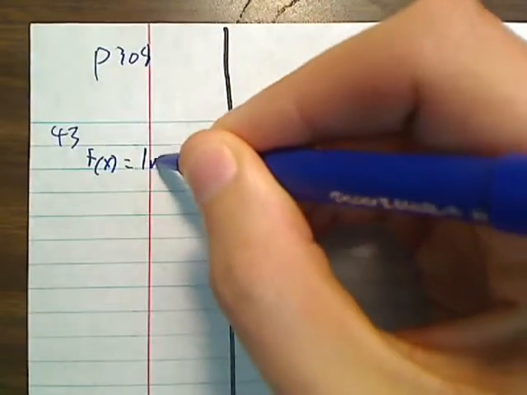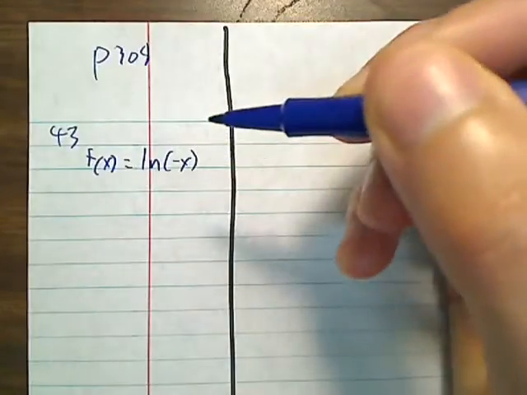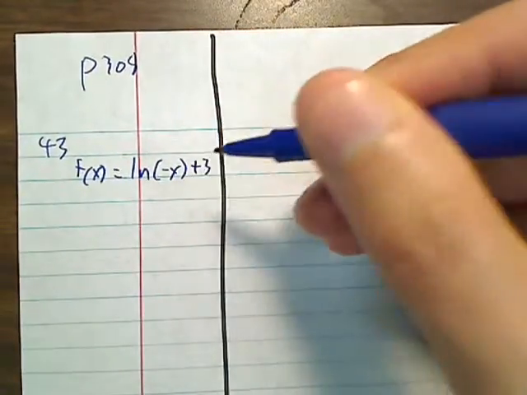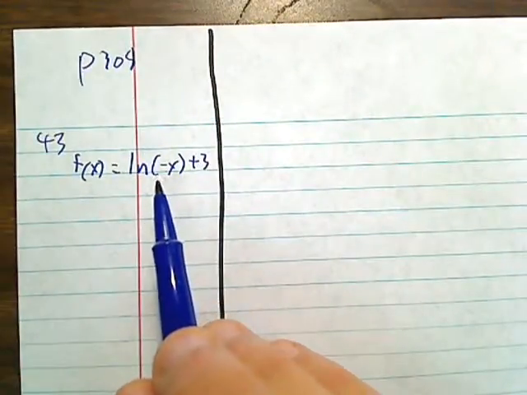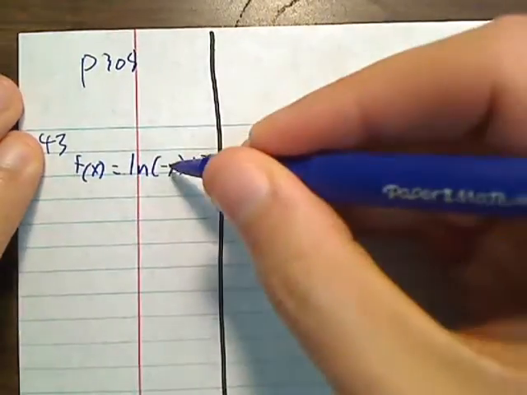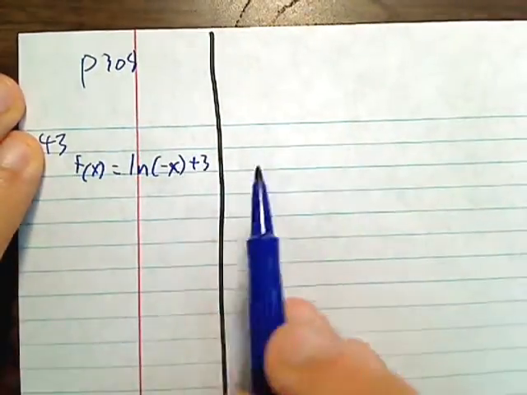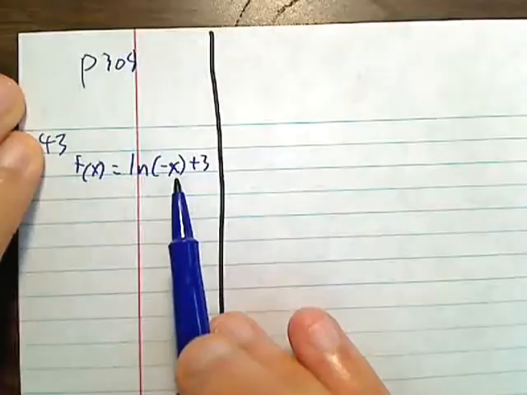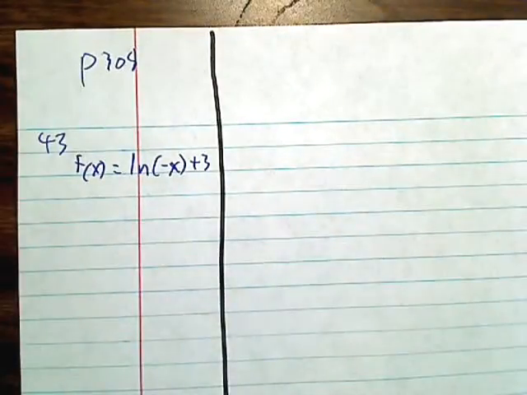Let's look at number 43. It says f of x equals natural log of negative x plus 3. Just writing that should feel weird to you. You can't take the natural log of a negative number. The domain has to be positive. Well, this just means that x has to be negative as well, so negative will give you that positive.